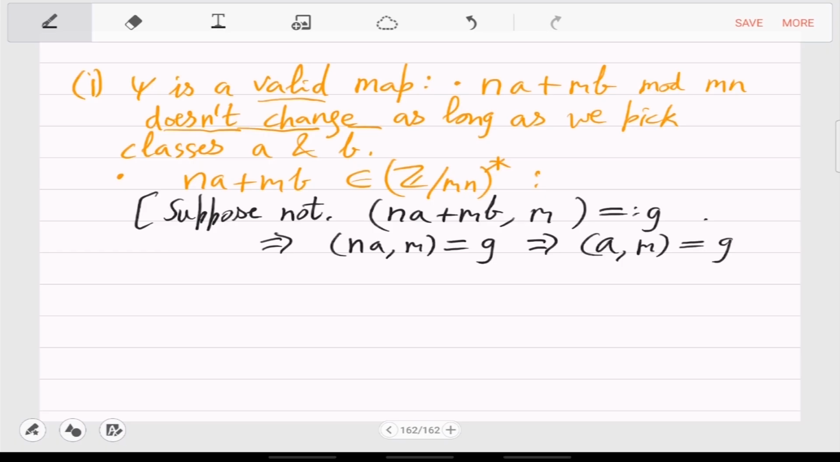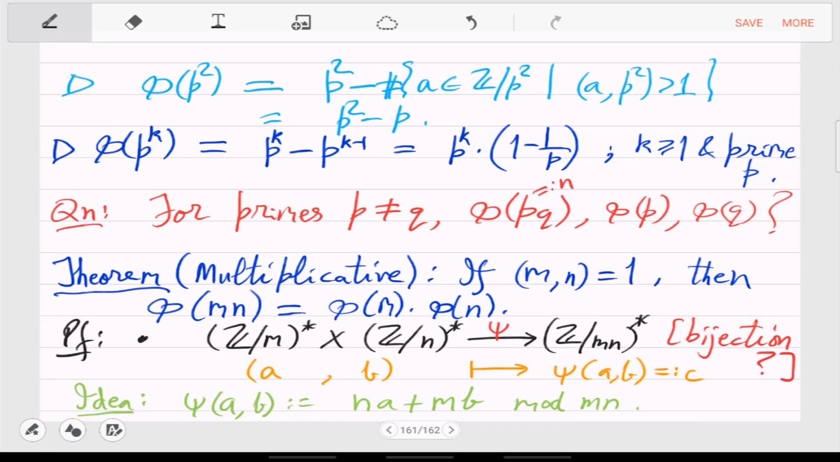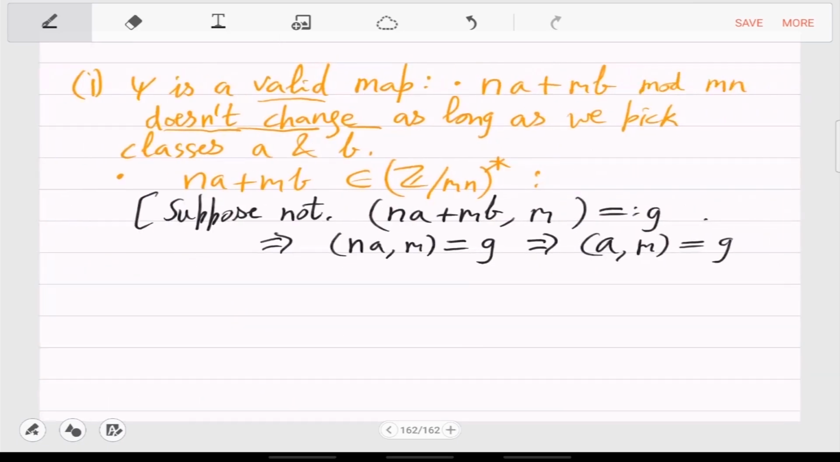Which means what? No, contradiction to what? Yeah, so recall the domain of A. A was in Z/M star, right? So it was co-prime to M. If it was co-prime, then G has to be 1.